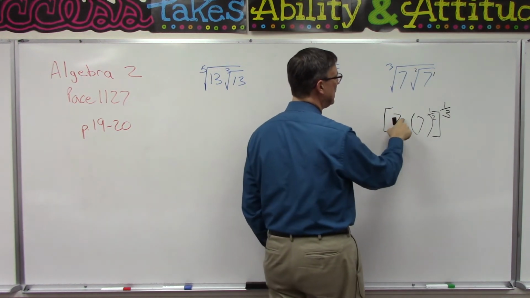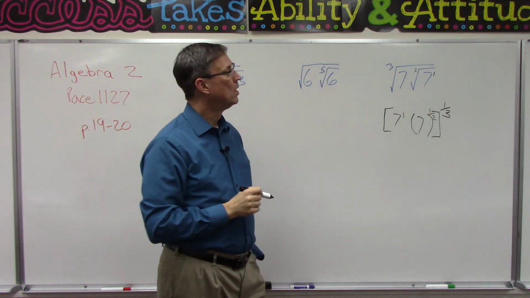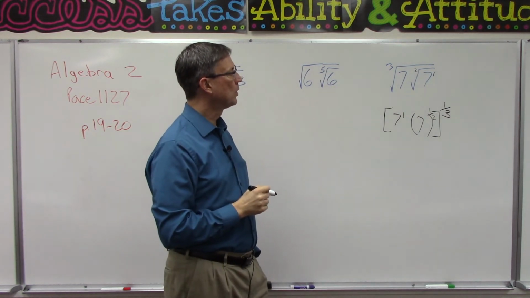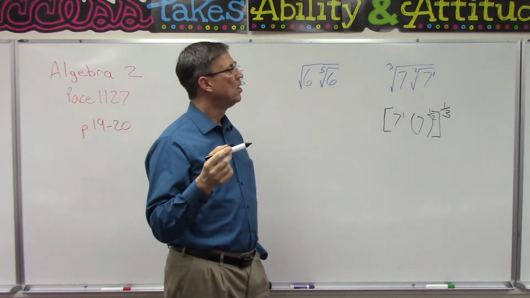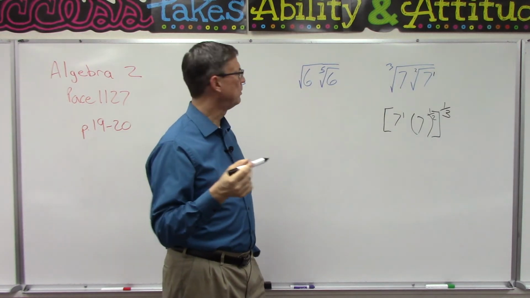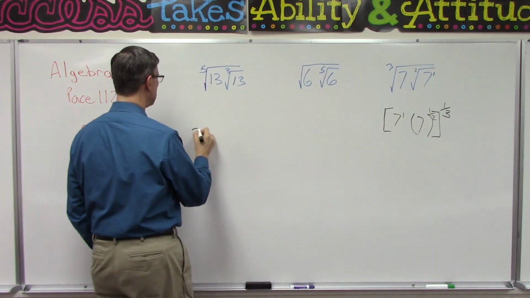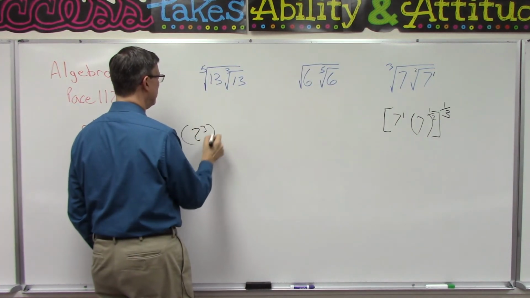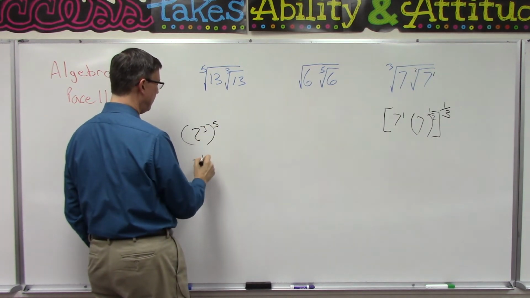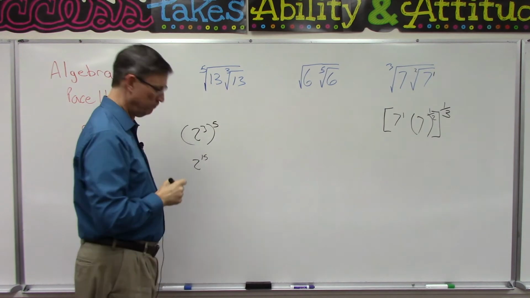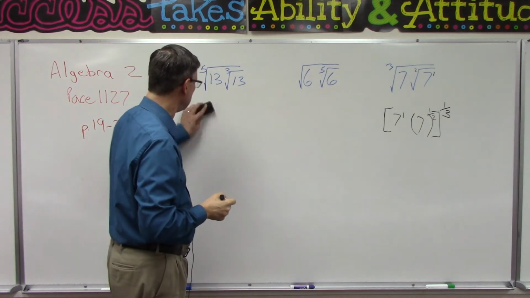Now, I don't see any exponent on the 7, so we can assume that is 1. All right, now what do we do? Well, when we have an exponent raised to an exponent, we always multiply those exponents together. I don't know if you remember this from previous classes. Let's say 2 to the 3rd power raised to the 5th power would become 2 to the 15th power. You'd multiply those exponents together. So we're going to do the same thing here, except we have fractions.